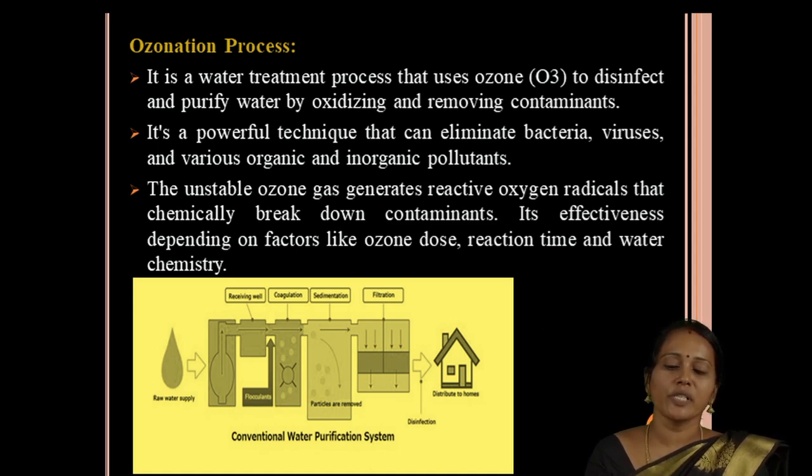This figure shows the ozonation process for a water purification system. This figure shows four processes. The first one is the receiving well, then coagulation, then the sedimentation process. The final one is the filtration process. First we see the raw water supply going to the receiving well. The receiving well captures the raw water and then it goes to coagulation.